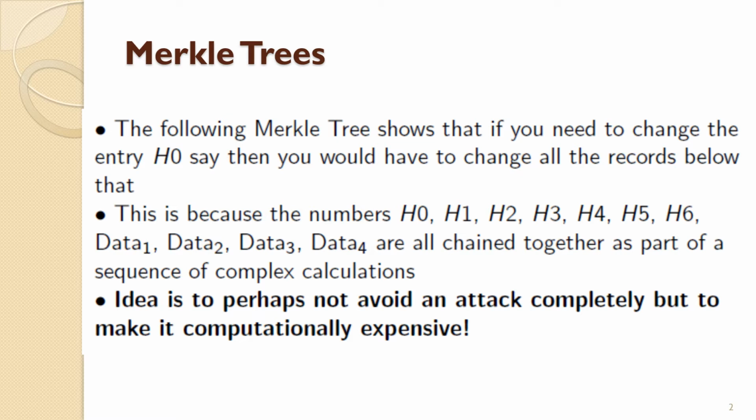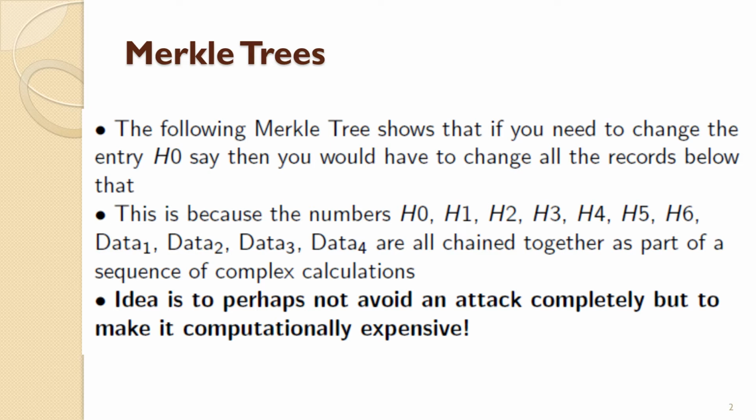This is precisely because the numbers h0, h1, h2, h3, h4, h5, h6, data 1, data 2, data 3, data 4, etc. are all chained together as part of a sequence of complex calculation. And as I said before, the name blockchain comes about precisely because you have blocks of transactions in this way, all chained together through Merkle trees on this blockchain.